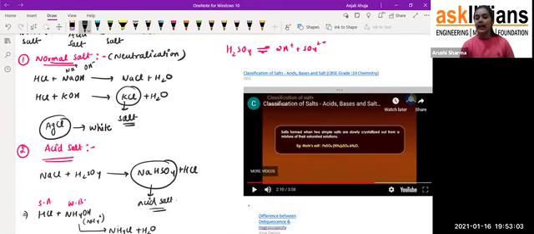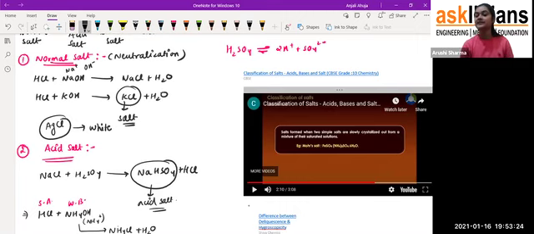I'll come to the example. But students, we can say that double salts are those types of salt where, for example, in your solution you have a mixture of many salts. When any two simple salts crystallize from their solution or mixture, then we call it a double salt.